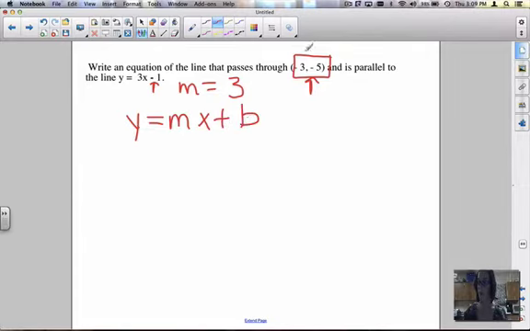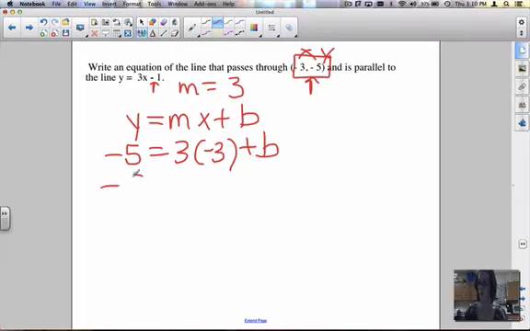So I know x and y and m. So y is -5, m is 3, x is -3, and I'm looking for my new b value. So I solve for my new b value, and as long as I did my math right, I should get positive 4.